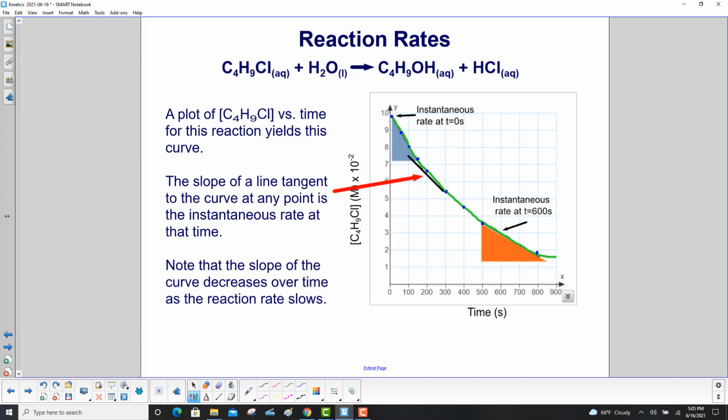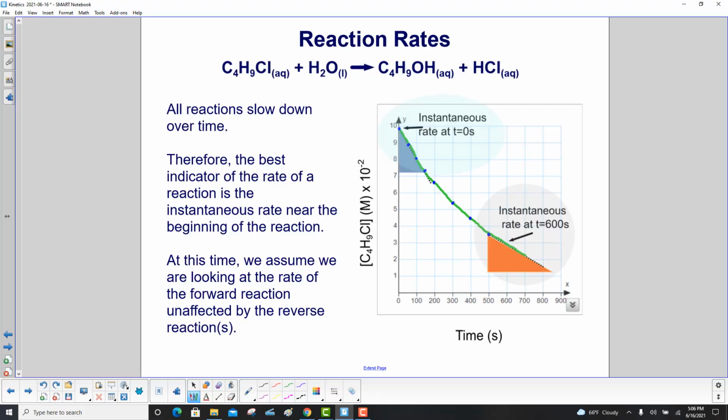A plot of butyl chloride concentration there, right, that's what those brackets are, versus time, yields this curve, that green line there. The slope of a line tangent to the curve at any point, and hopefully you can see that black line, that's tangent to probably this point right here, is the instantaneous rate at that time. Note that the slope of the curve decreases over time as the reaction rate slows, because the reaction rate is rise over run, or concentration over time.